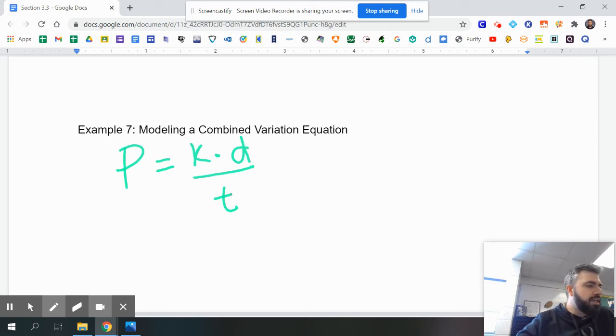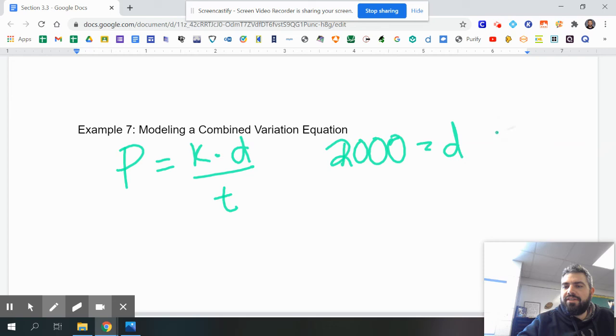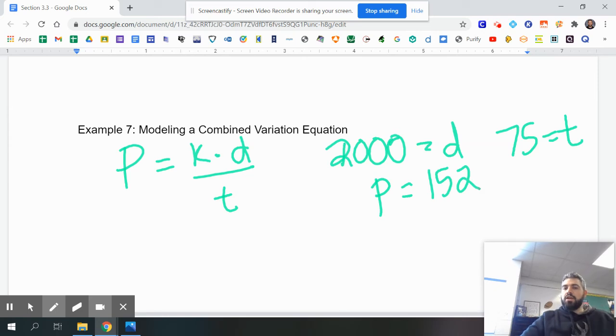But in this problem right here, it says we want to move our car 200 feet. So obviously that's distance, or excuse me, 2,000 feet is going to be our distance. And we want it in 75 seconds, so 75 is going to be our time. To do that, our power must be 152 kilowatts. So there we go. We have P, we have our distance D, and our time T, for one example.